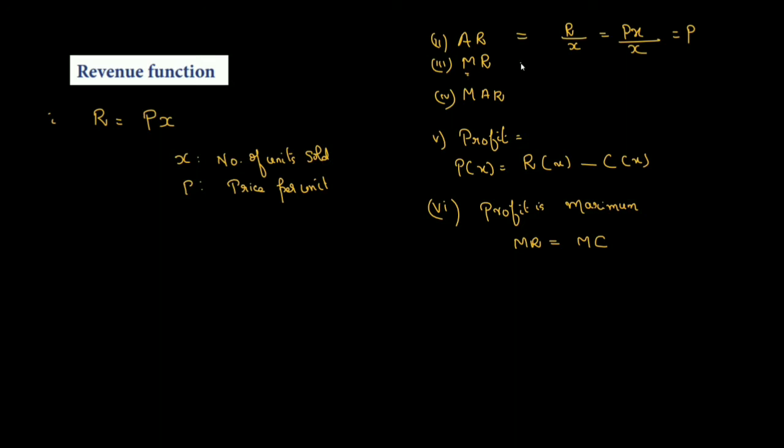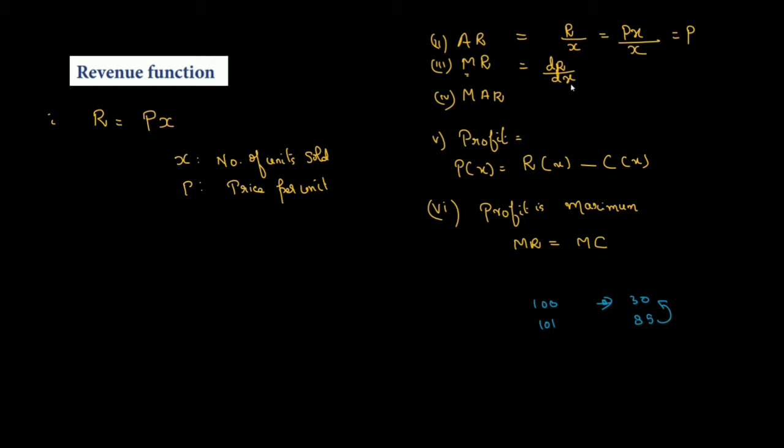Marginal revenue means differentiate the function, dR by dx. Marginal revenue is: if you sell one extra unit, what will be the revenue? That is called the marginal revenue. Suppose for 100 units the revenue is 30 rupees. Now if you sell one additional unit, 101, and the income you get is 35, this 35 minus 30 is called the marginal revenue.